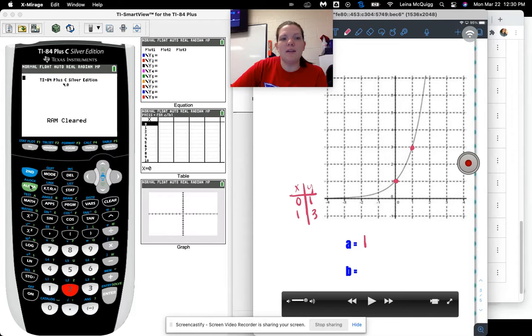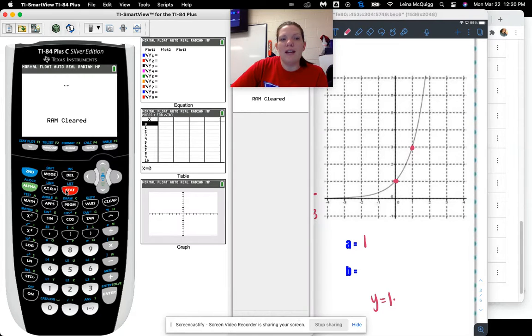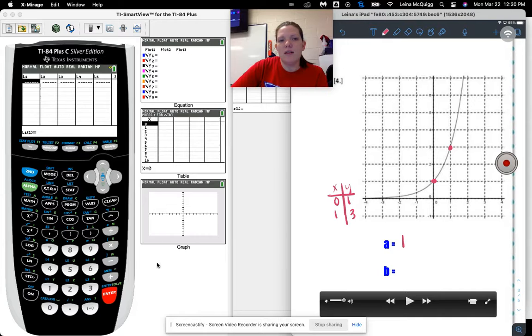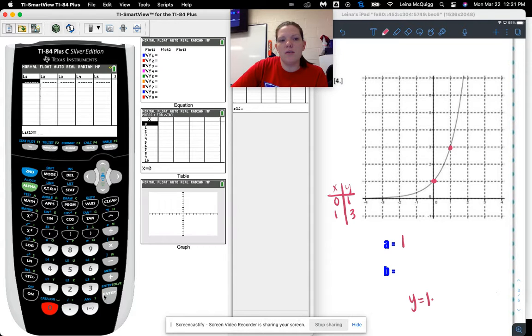So in my calculator, we'll do stat, stat edit, and we're going to put that table in. Remember, our x values go in L1, y values go in L2. So we're going to put 0, enter, 1, enter. Then arrow over and do 1, enter, 3, enter.